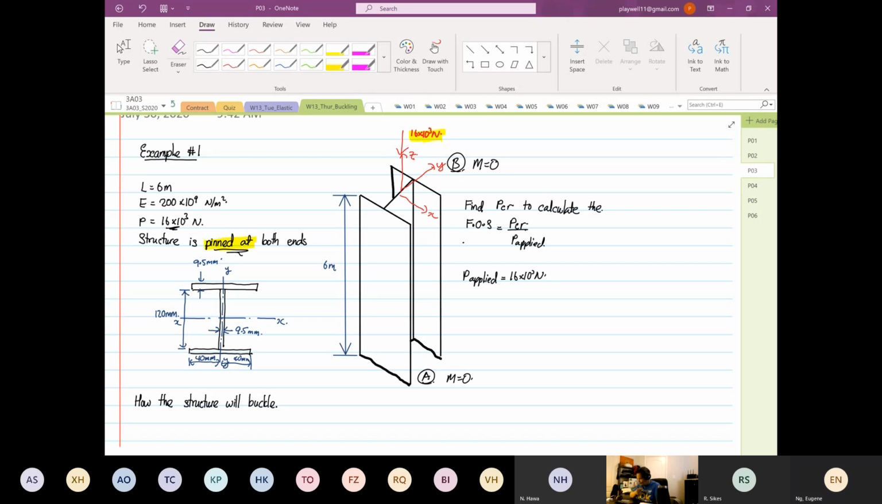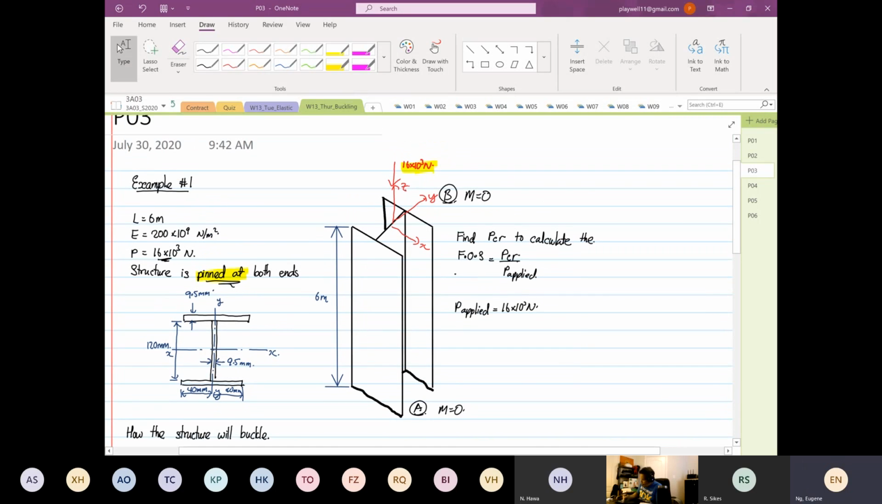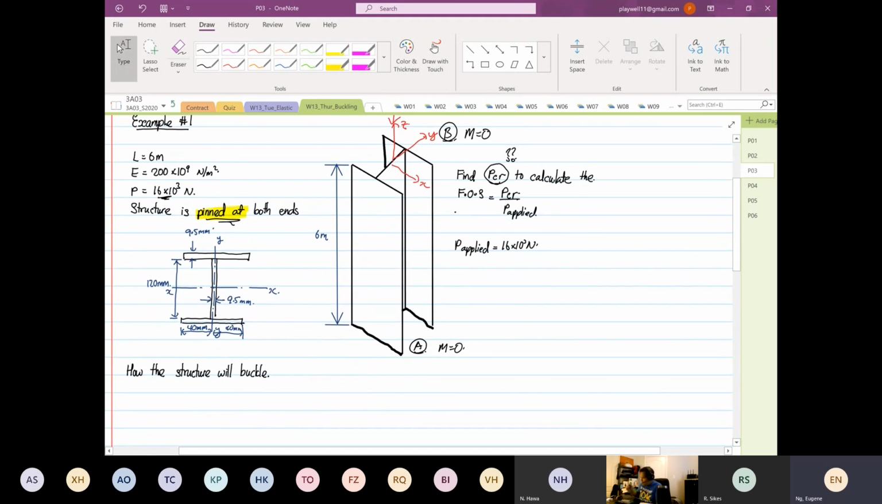So what we're going to do is find our critical load. We want to determine what our critical load is. From our critical load over here, we are going to relate it to P. If P is equal to 16 times 10 to the power 3 Newton, we want to find what our P critical is.